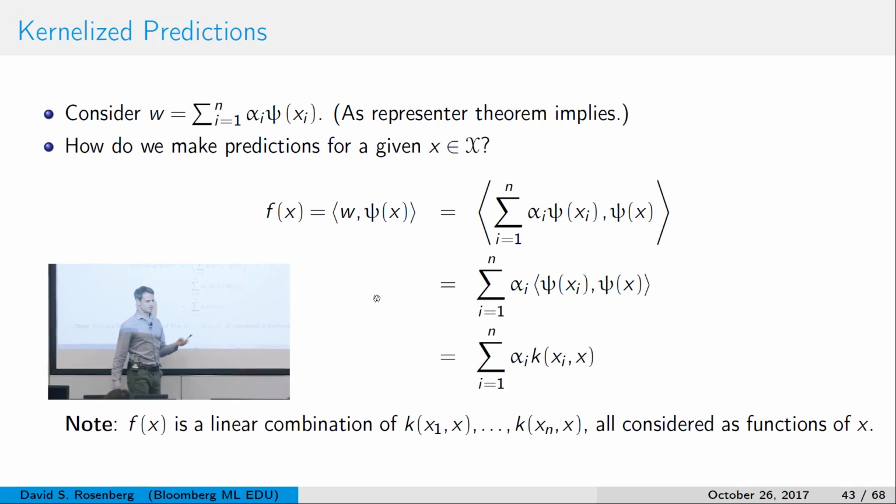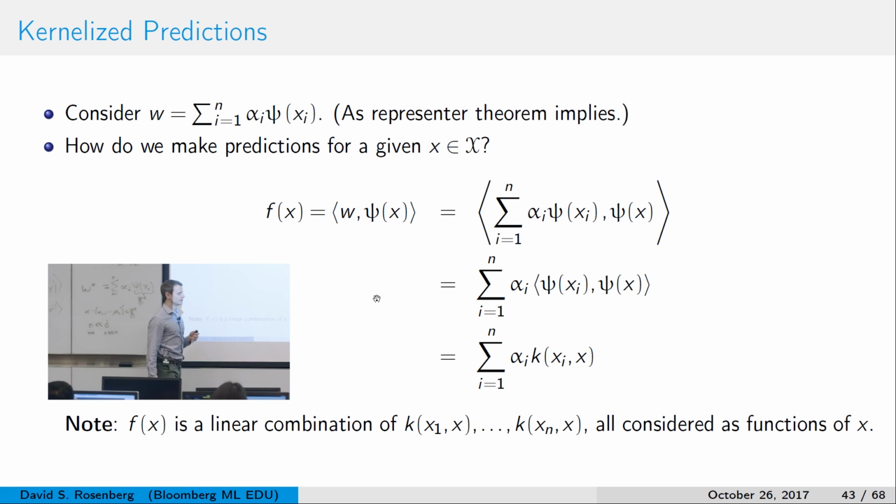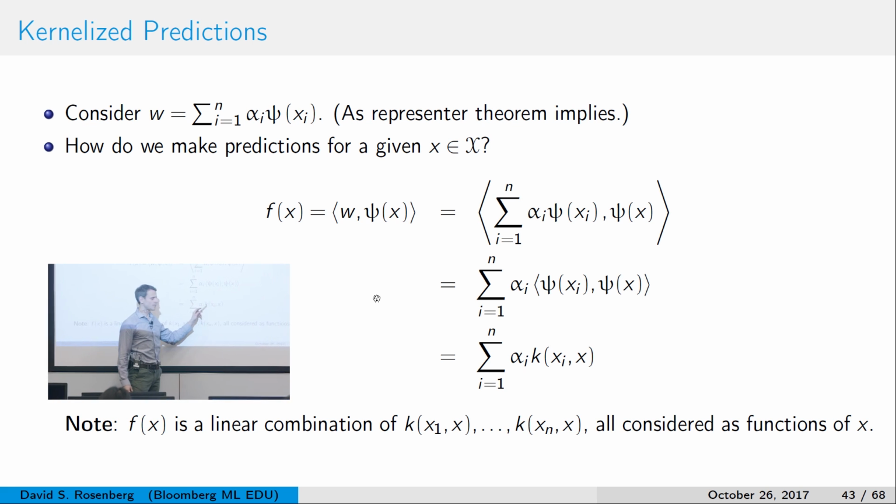What if alpha i is 0? OK. If alpha i is 0, we don't need x_i. Right? We can drop that from the sum.